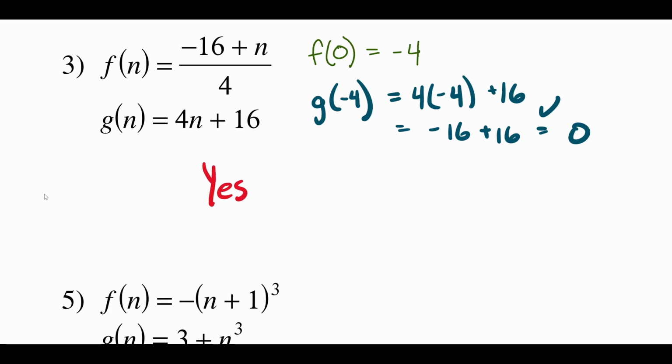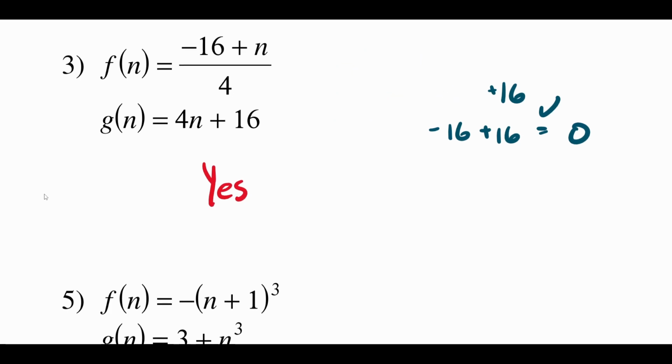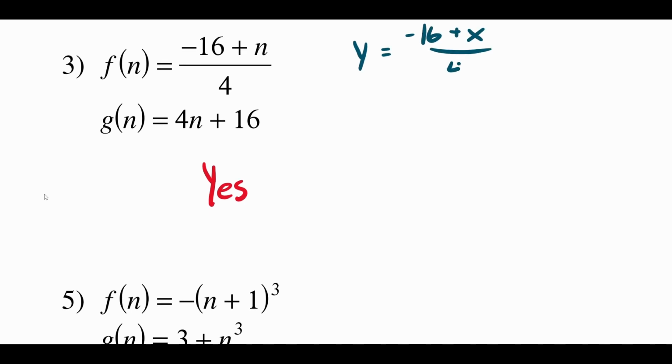And another good thing to do to double check if they're inverses is, well, think about how to solve for an inverse. The first step in solving for an inverse is you switch the input and the output, essentially switching x and y. So I'm going to rewrite f of n equals negative 16 plus n over 4 as y equals negative 16 plus x over 4. Now what I want to do to find the inverse function is I switch my x and y.